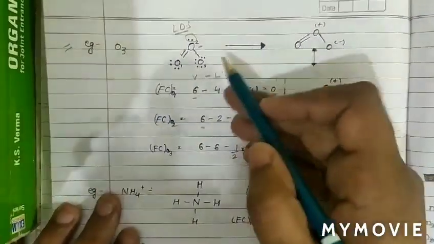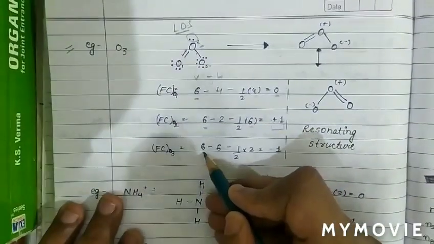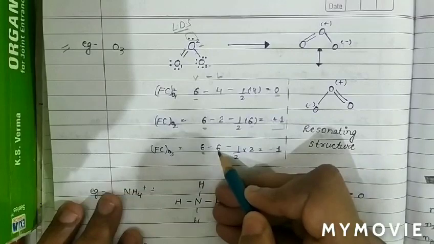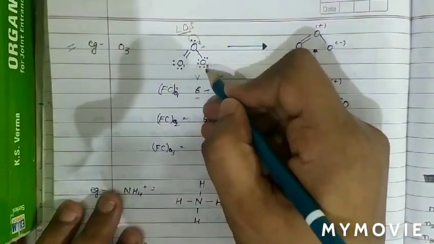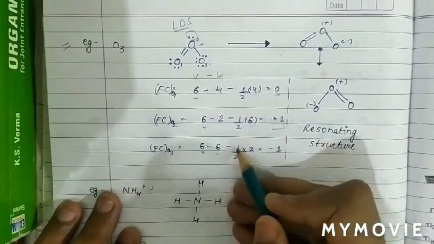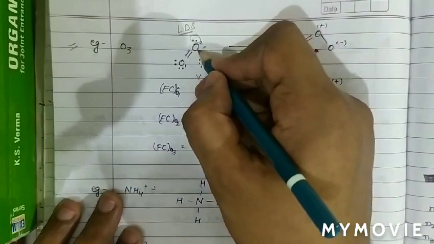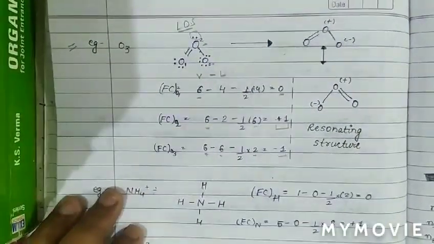Similarly, we are calculating the formal charge on the third oxygen atom. The valence electron is 6, minus the unshared electrons on this oxygen atom, 1, 2, 3, 4, 5, 6. Valence electron 6, minus lone pair electrons 6, minus half of the shared electrons. How much? 1 and 2. So half of 2, that is equal to -1.